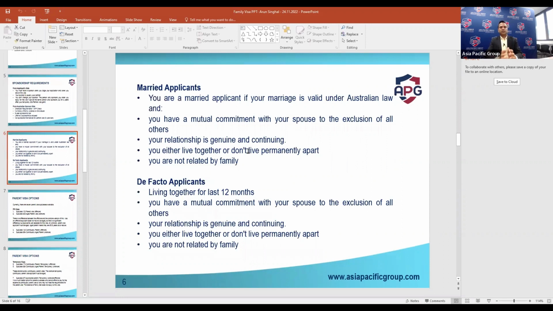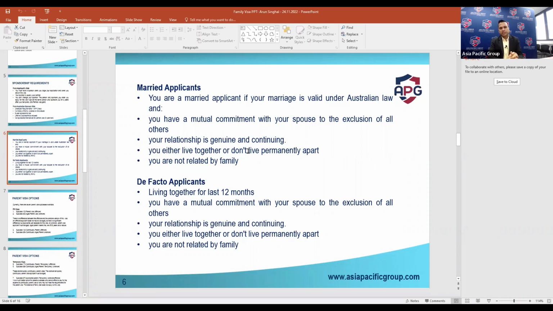There are two relationship criteria. When a couple is in a relationship, it can fall under two categories. One is married couples. To be a married applicant, your marriage must be valid as per Australian law. It is very important to understand that Australian law has certain definitions for a marriage to be valid.